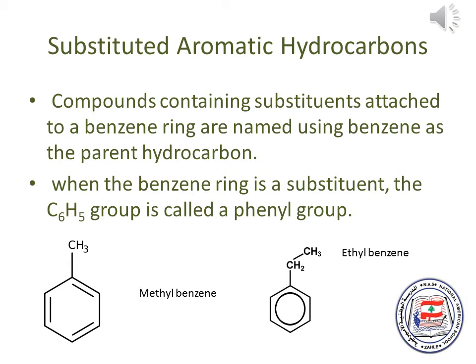Substituted aromatic hydrocarbons. Compounds containing substituents attached to a benzene ring are named using benzene as the parent hydrocarbon. When the benzene ring is a substituent, the C6H5 group is called a phenyl group. The first example is methylbenzene, because a methyl group is attached to the benzene ring, while the second one is ethylbenzene.